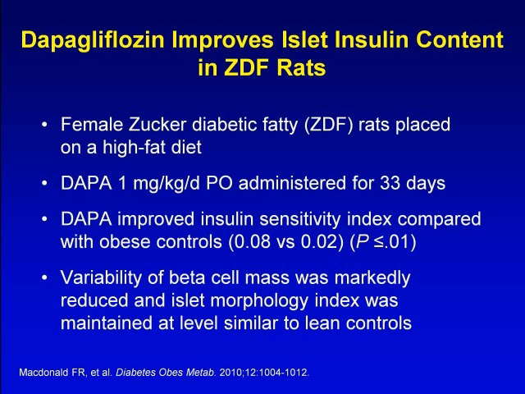And they looked at the beta cell mass itself histologically, and there was a markedly reduced variability with the islets, and the morphology index was maintained at a level similar to the lean non-diabetic controls. This shows you that, again, the full effect of SGLT2 inhibition may not be only due to glucose excretion from the kidney, but may also have beta cell preservation type of effects.